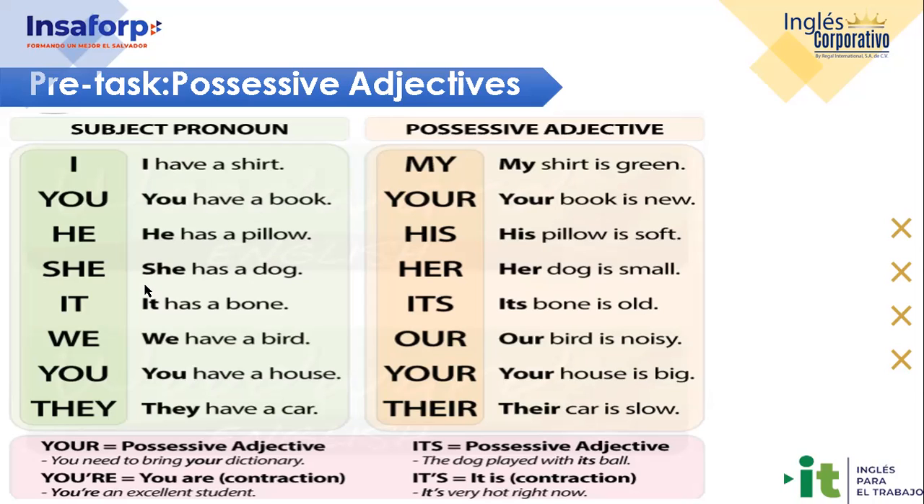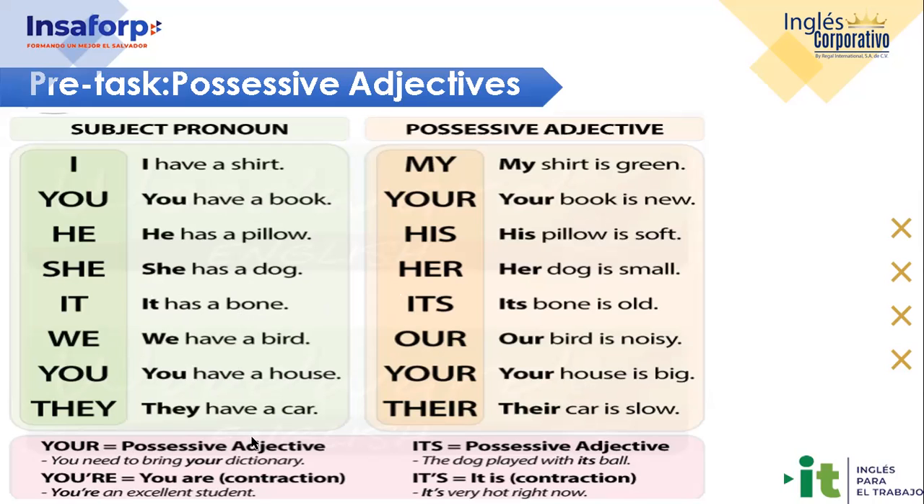She has a dog. Her dog is small. It has a bone. Its bone is old. Okay. We have a beer. Our beer is noisy. You have a house. Your house is big. They have a car. Their car is slow. Okay, thanks. And now we're going to check something else.